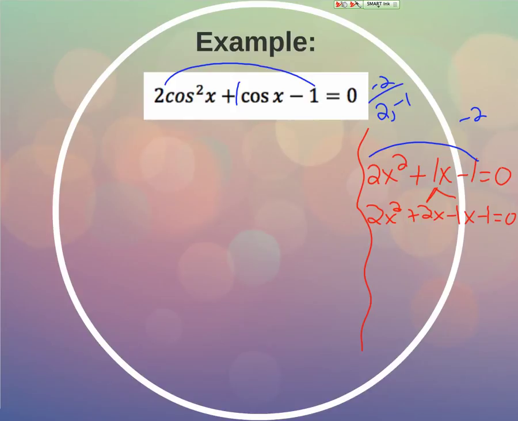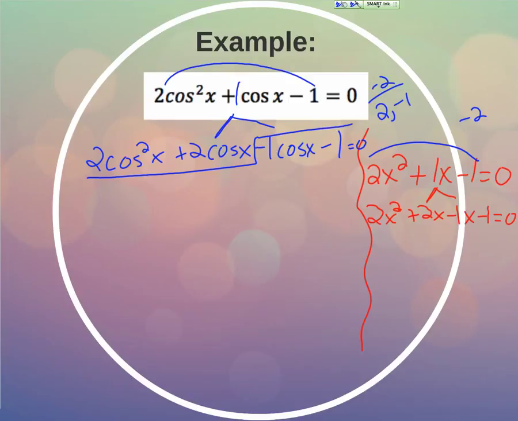So that's when we split the middle. If I did it this way, I would have 2 cosine squared x plus 2 cosine x minus 1 cosine x minus 1. And then I would still have to split the middle like that. So whichever way you want to do it, I don't really care. Let's just finish off this in red.